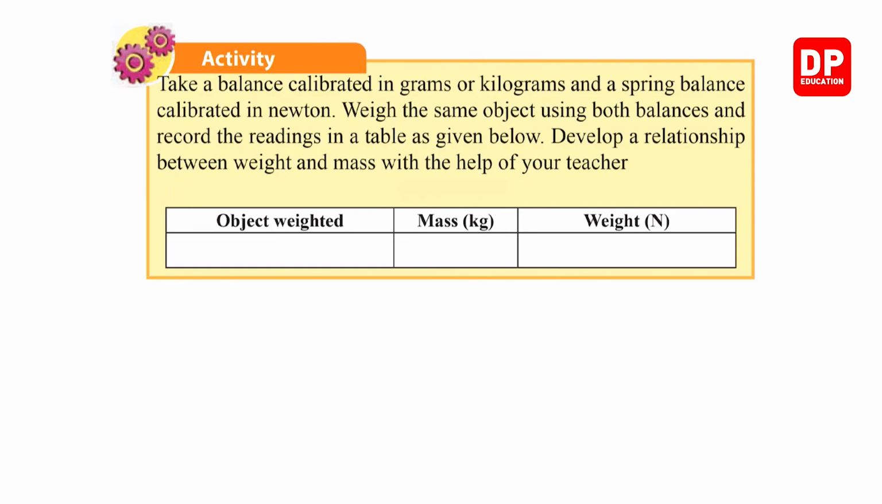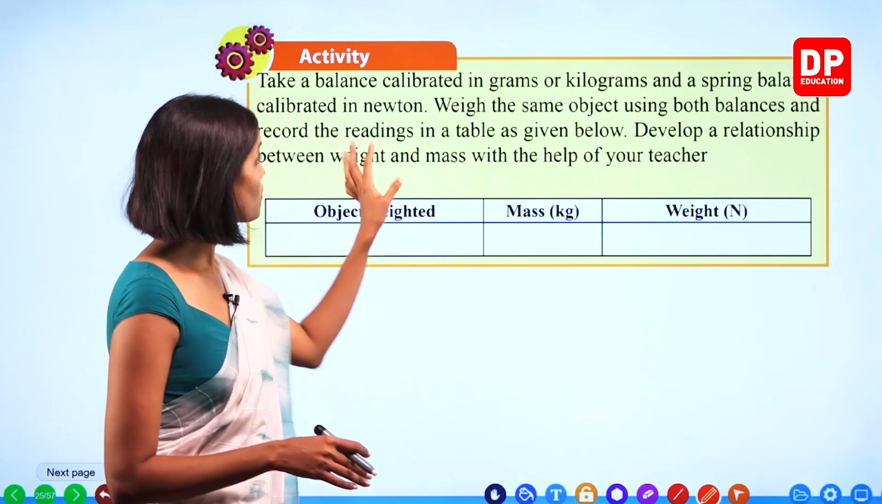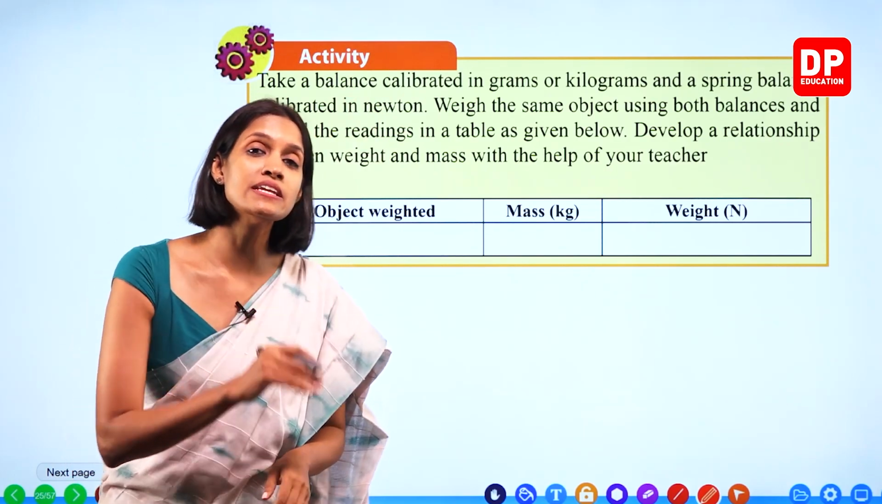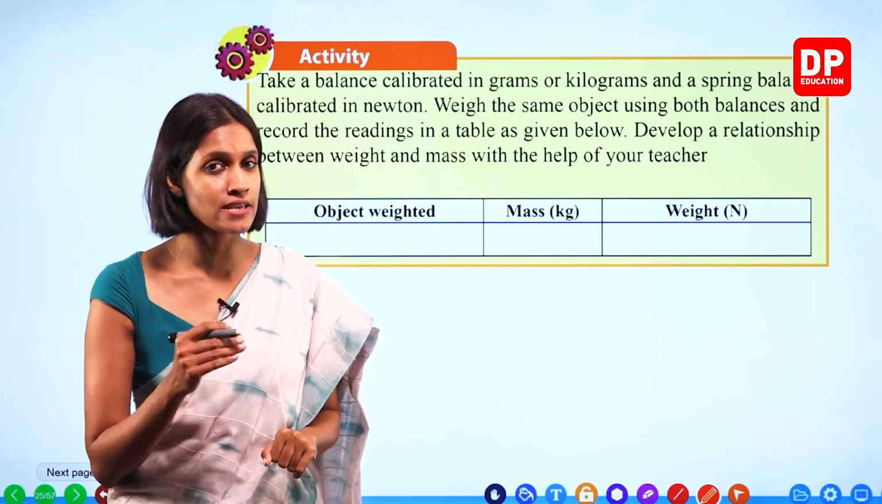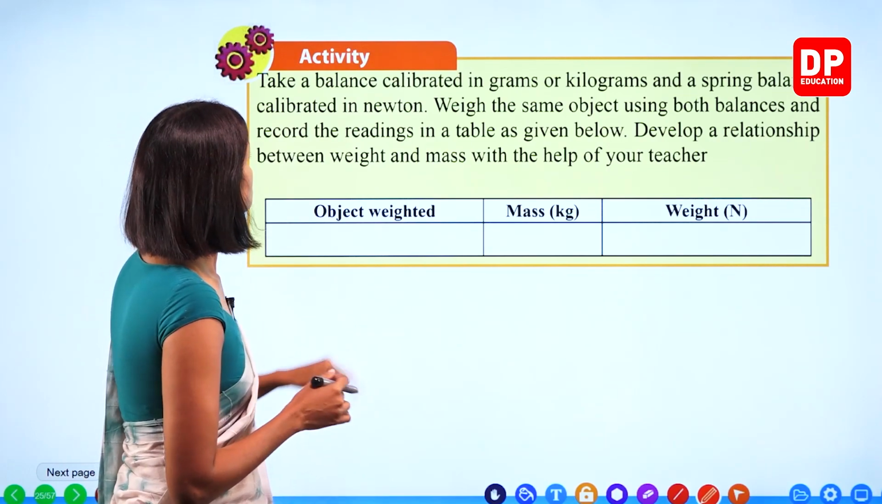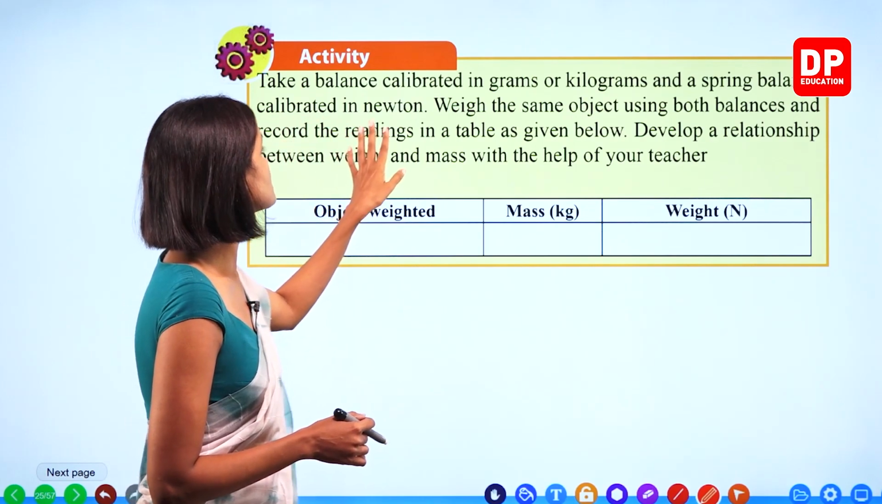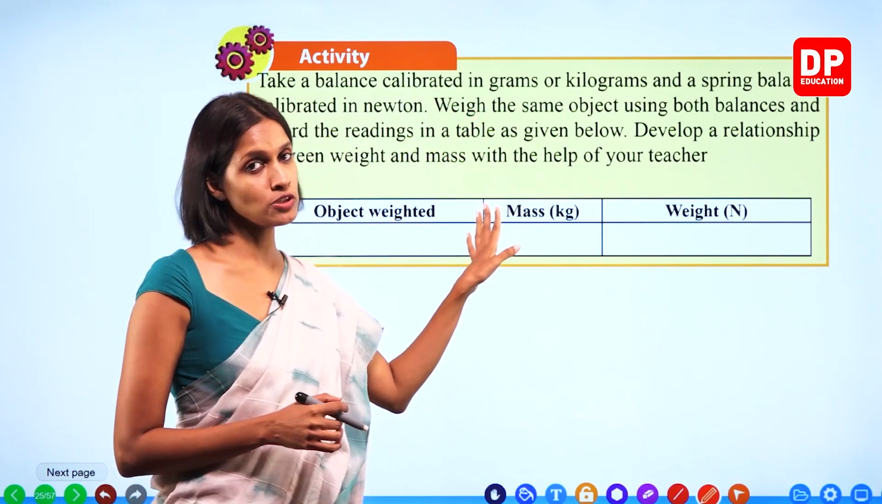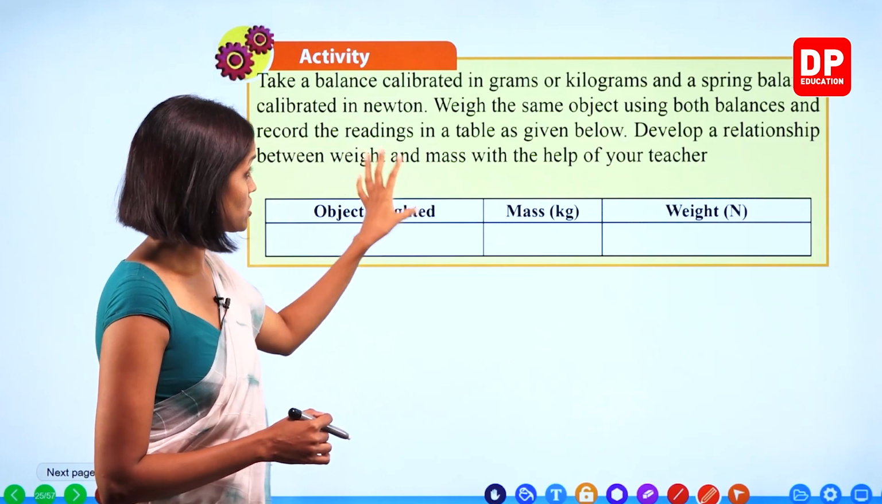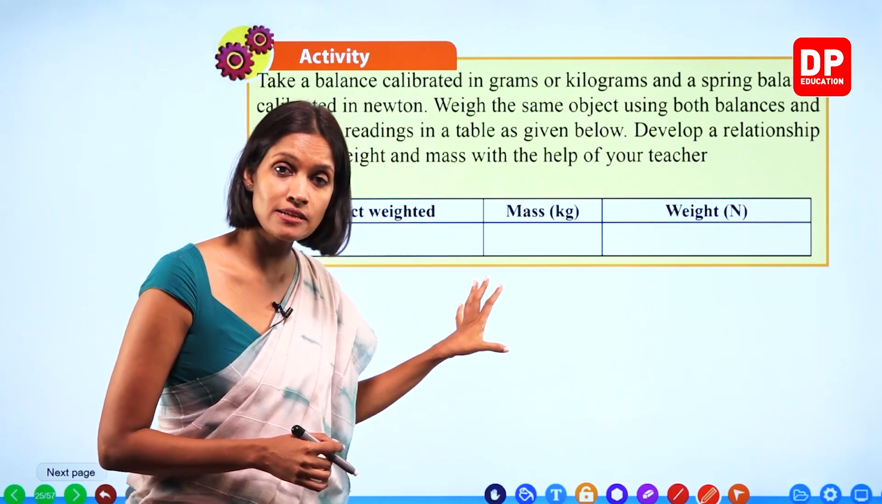Right. We have this other activity to do. Take a balance calibrated in grams or kilograms and a spring balance calibrated in Newton. So here I'm going to use a Newton spring balance. It is calibrated in both the units. One side is calibrated in newtons, the other side is calibrated in grams, okay? So weigh the same object using both balances and record the readings in a table as given below. Here you don't need to measure the weight twice, right?